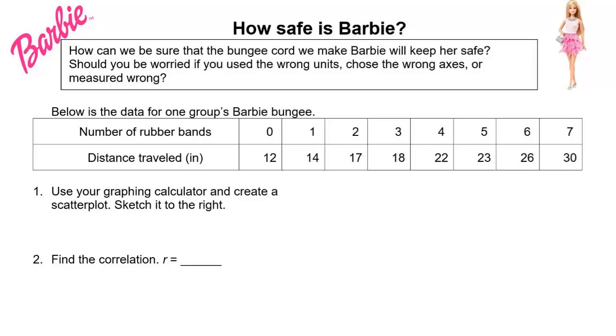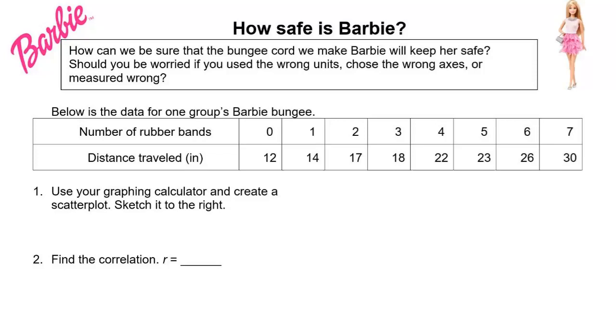Then I arrow over to list 2. I go up until it's on top of L2, clear, and enter. And it erases the whole thing for me. Now I'm going to enter that data. So 0, 1, 2, 3, 4, 5, 6, and 7 rubber bands. Arrow over to list 2. And I'm entering the distance traveled in inches.